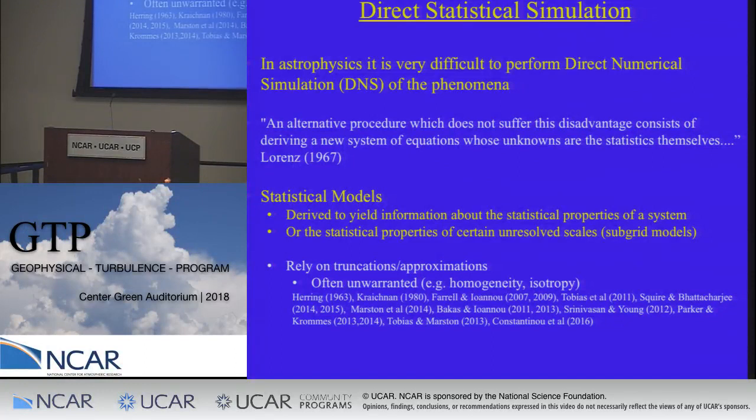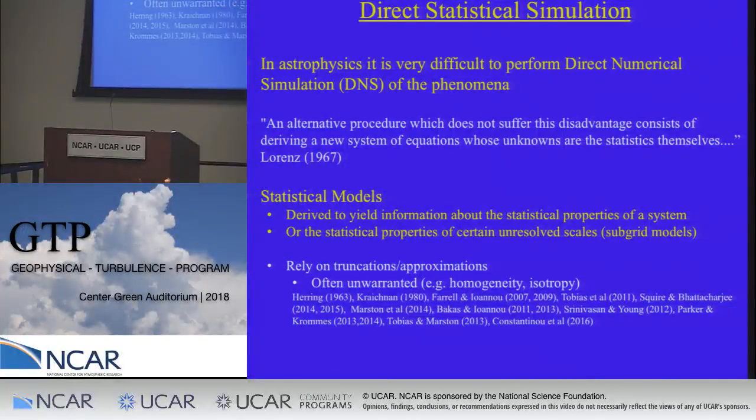But he says, an alternative procedure which does not suffer this disadvantage consists of deriving a new system of equations whose unknowns are the statistics themselves. This is a very old idea. It essentially goes back to Boussinesq and Reynolds. And usually these statistical models are derived to yield information about the statistical properties of a system. Or perhaps, as we heard earlier, they may give you the statistical properties of certain unresolved scales, sort of subgrid scale models. And they usually rely on some kind of truncation or approximation.